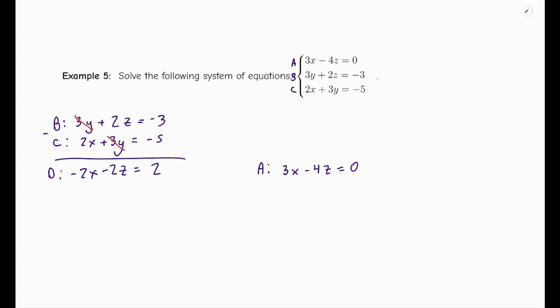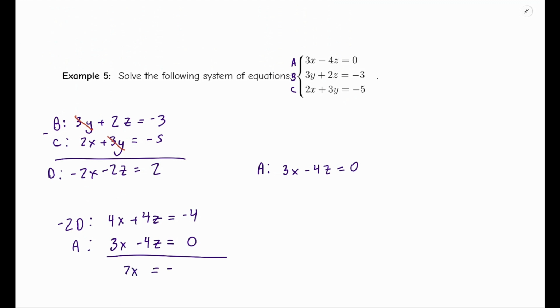So now I need to use A and D to eliminate, and it looks like z would be the easier variable because 2 and 4 have common factors. So I'm going to take negative 2D and A. So that becomes 4x plus 4z equals negative 4. And then 3x minus 4z equals 0. We get 7x equals negative 4.